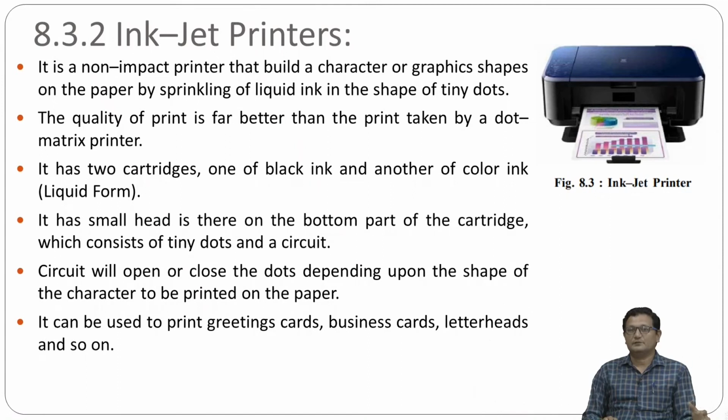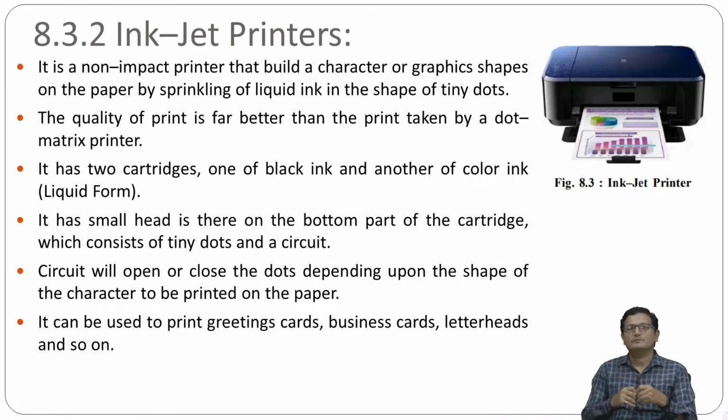Basically in this type of printer, there are two cartridges, and in both the cartridges liquid ink will be filled. One cartridge is a color cartridge, second is a black cartridge, right? And here at the bottom side of the cartridge there are very small tiny holes, and with the help of the circuit we will open a few holes. When the hole gets open, the liquid ink we have filled in the cartridge will flow, and it will create some dots on the paper, and by using very small tiny dots, a particular character or shape or image can be obtained on the paper.